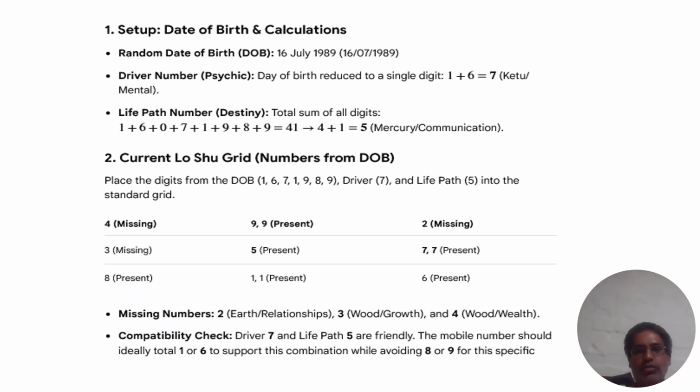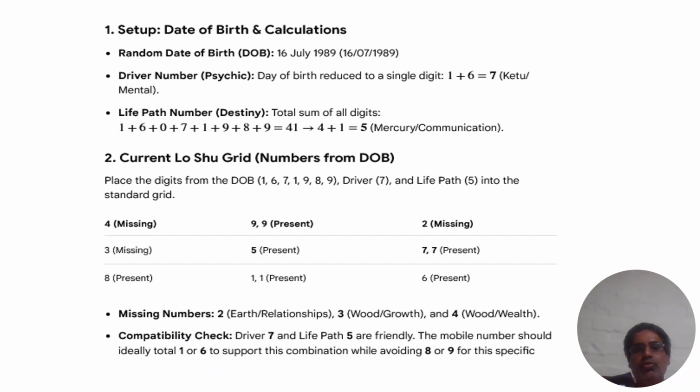Second is to do with relationships. Fourth is growth, and fourth is wealth as well. Wood is also there. These are both wood energy. This is more to do with moon energy. All these three are going to be earth energy. This is fire energy. This is water energy.